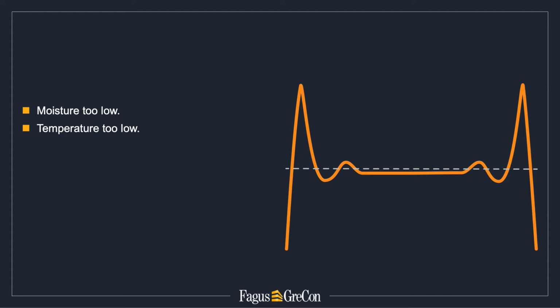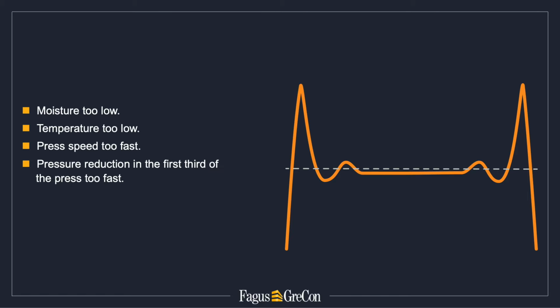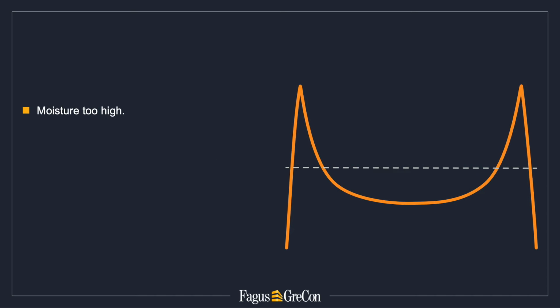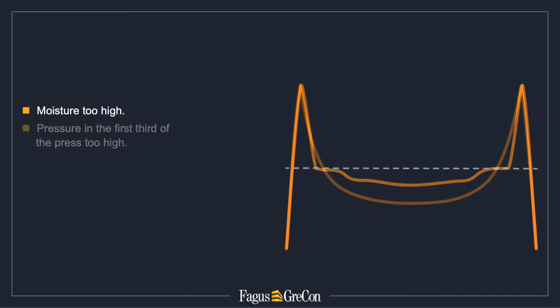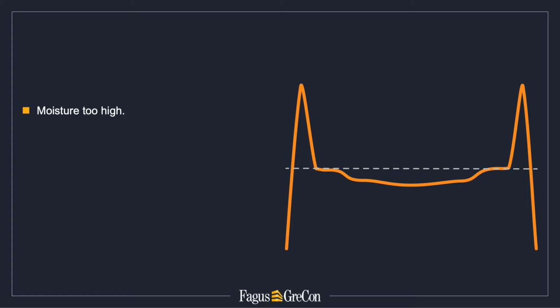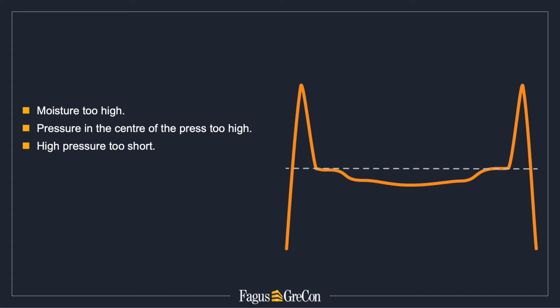Here the moisture and temperature are too low. Press speed and pressure reduction are too fast in the first third of the press. Excessive material moisture and pressure values in the first third of the press result in this density profile. This profile indicates too much moisture and pressure in the center of the press, and the high pressure phase is too short.